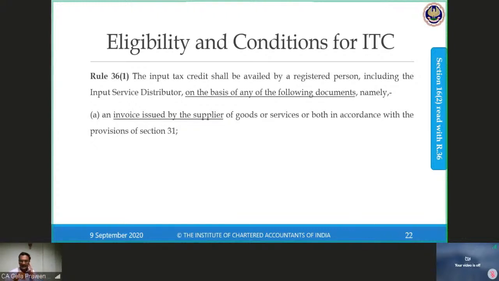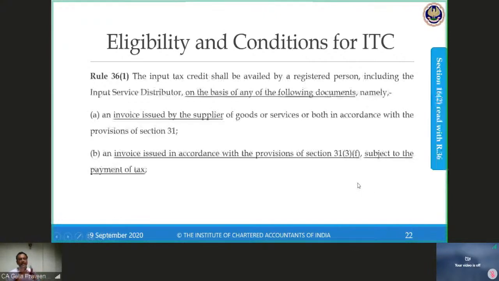So Rule 36 says that input tax can be taken on the basis of the following documents. So there is a list given on the basis of which I can take my input tax credit. Point number A. Invoice issued by the supplier. So if I buy the goods, until and unless a tax invoice is issued, when I say invoice, it refers to my tax invoice as per Section 31. Point B. An invoice issued in accordance with the provisions of 31(3)(f) subject to payment of tax.